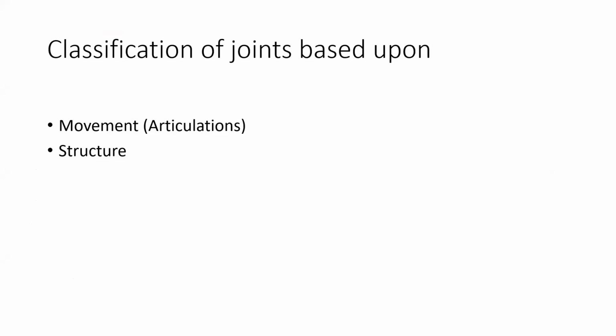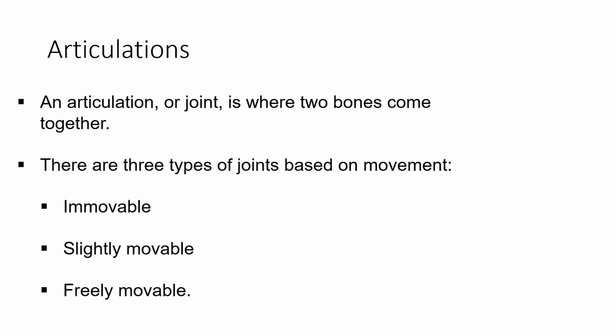So there we go. Movements and articulations, structure and movement. Joints are classified by the type of movement they have and what their structure is. Fortunately, there's only three of each. There's only three types of motion, and only three types of structures. We classify our joints this way. Anytime we have a bone-on-bone interaction, it's an articulation. The articulation may be no movement, or it can be free movement. Structure depends on how the joint is made. So, anytime two bones come together, it can be an immovable joint, a slightly movable joint, or a freely movable joint.